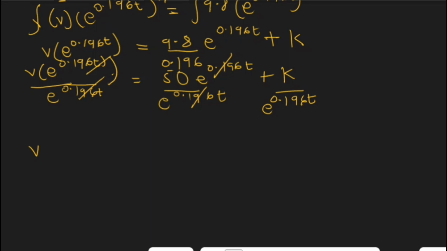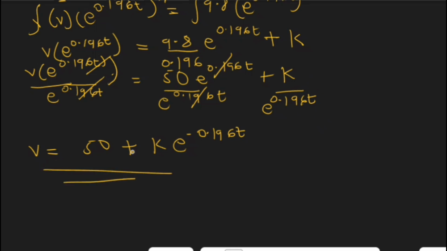So at this point, my v finally becomes 50 plus k e to the power negative 0.196t, because this one will move up. And this is a solution for a differential equation. We have been able to make v the subject. So solving a differential equation simply means that you are reversing the derivative in your equation to make the dependent variable stand alone.